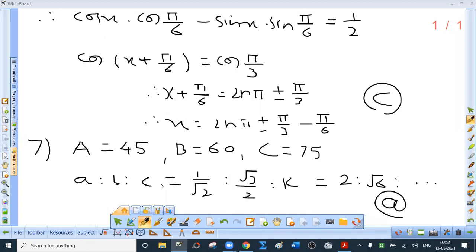Now A is to B is to C is sin A is to sin B is to sin C. That is 1 upon root 2 is to root 3 upon 2 is to, suppose sin C is K. Now multiply throughout by 2 root 2. So 2 is 2. What is root 3 into root 2? Root 6 is 2. Now this happens only in option A. Otherwise, you may say we will find sin C and so on. That is also correct, but I think it is not required here. We can directly say that correct option is A, Ahmedabad.